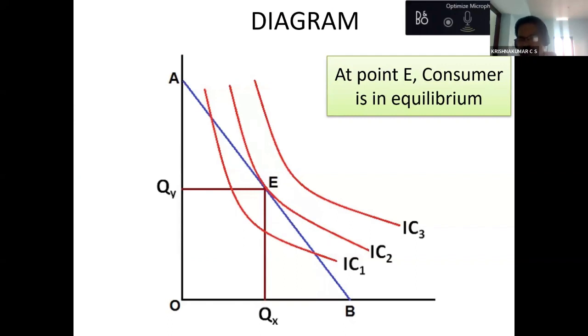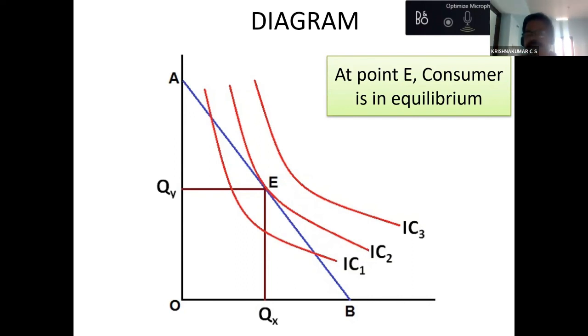So slope of the indifference curve is MRS XY and slope of the budget line is Px by Py. They should be equal. So this is one condition actually for consumer's equilibrium under indifference curve analysis. MRS XY should be equal to Px by Py. That means slope of the indifference curve should be equal to slope of the budget line. Or we can say indifference curve should be tangent to the budget line. At the point of tangency, MRS XY will be equal to Px by Py.